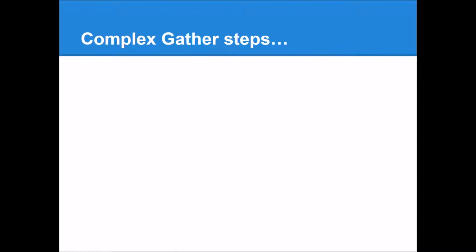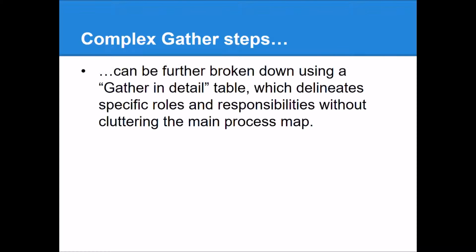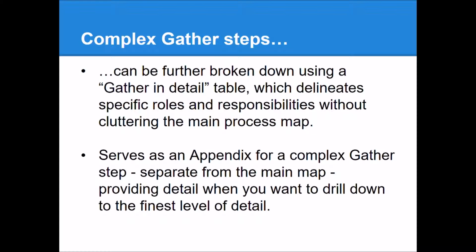Gather steps which are particularly complex or which are particularly critical to your process should be further broken down, in addition to just what data should be gathered. You can do that with what's called a gather in detail table, which delineates specific roles and responsibilities without cluttering up your main process map. It serves almost as an appendix for that particular gather step, separate from the main map, which provides detail when you want to drill down into the finest level of that step.